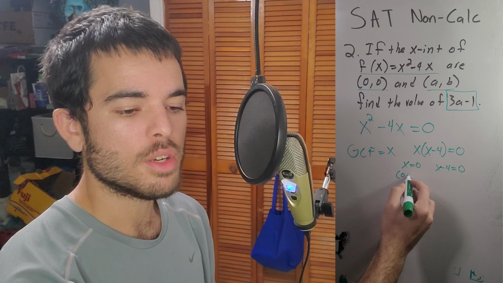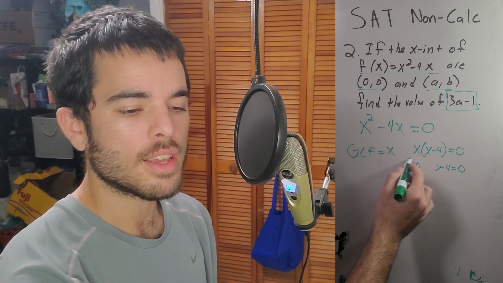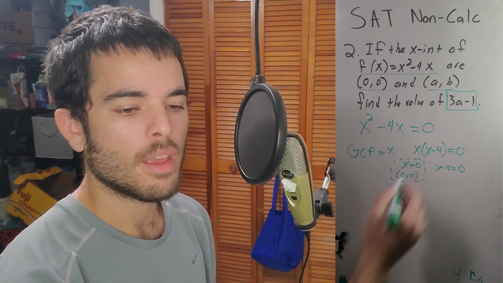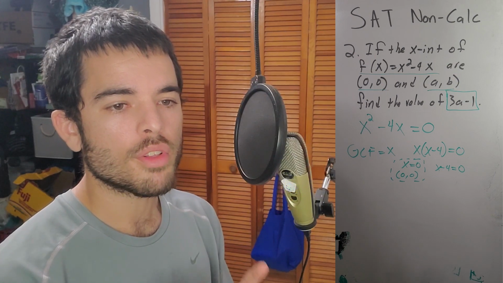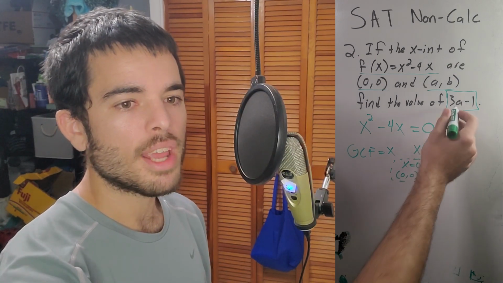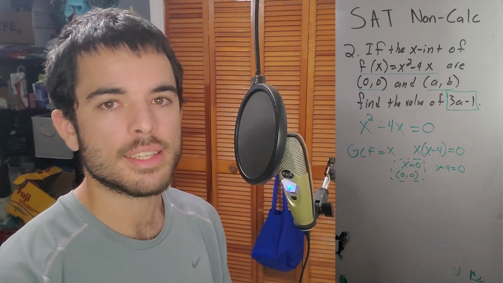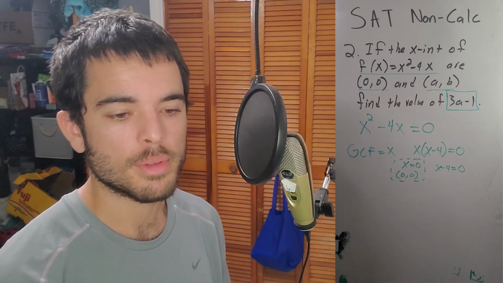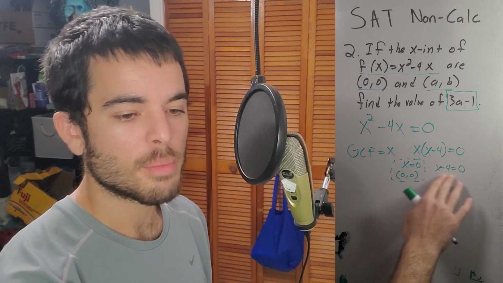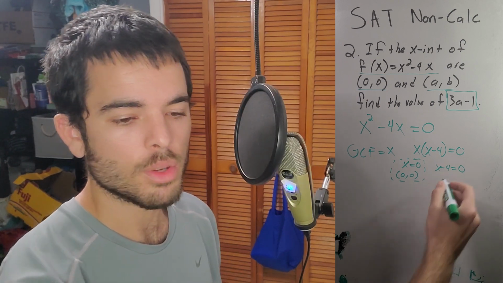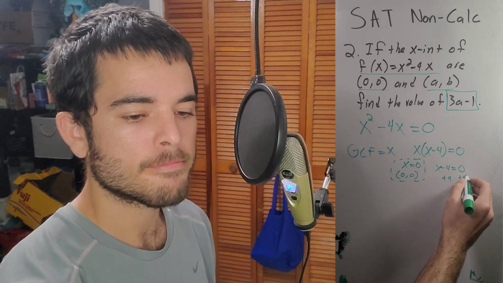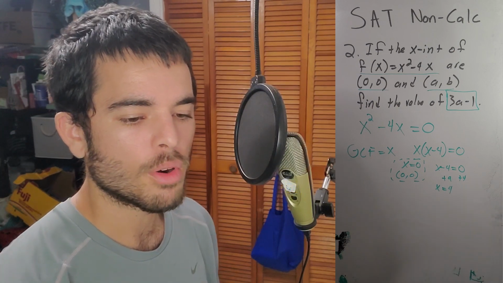Obviously, they told us that (0, 0) is one of them, so that takes care of this left-hand side. But now it's our job to solve for the letter a. You see, 3a minus 1 is our expression that we need to find, and they said that a represents the x value of the x-intercept. Well, we're almost there. So x minus 4 equals 0. Just solve for the x value here by adding 4 to both sides. We get x equals a positive 4.